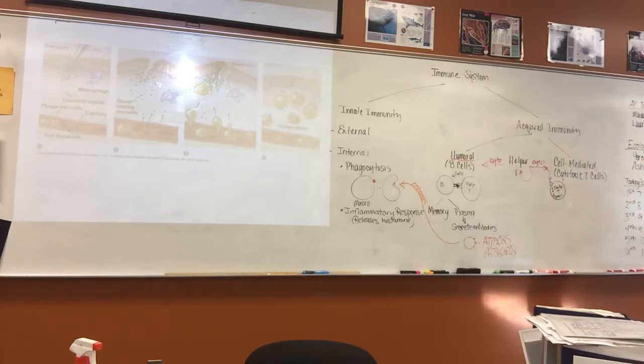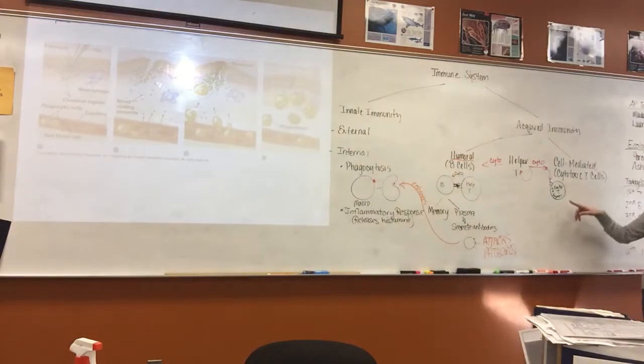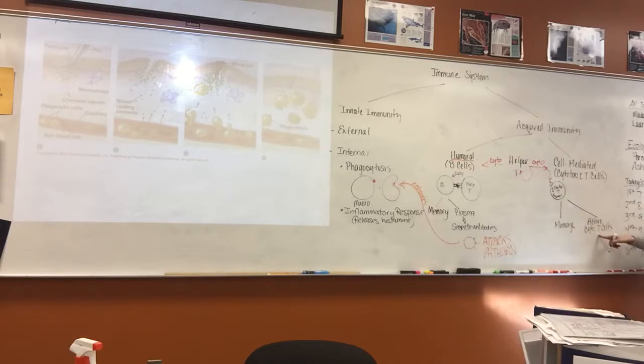What's the response of the cytotoxic T cell here? It's the same response as what happened over here with the B cells. The cytotoxic T cells divide and differentiate. They divide into memory cells, so now you have memory cytotoxic T cells, and they divide and differentiate into active cytotoxic T cells. These are for later. What do these do? These guys attack infected cells.